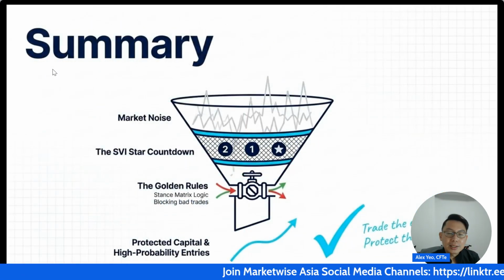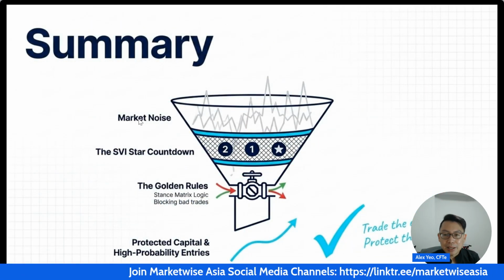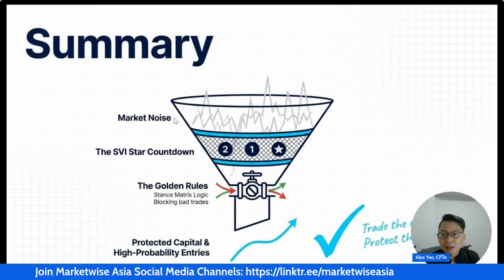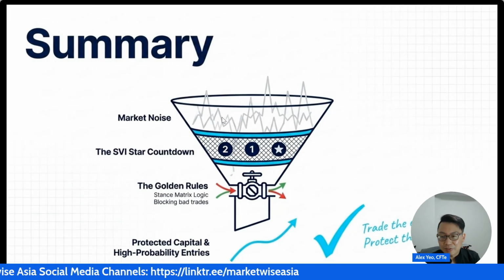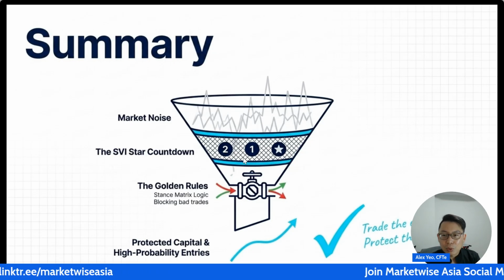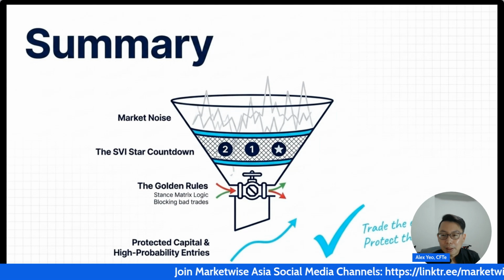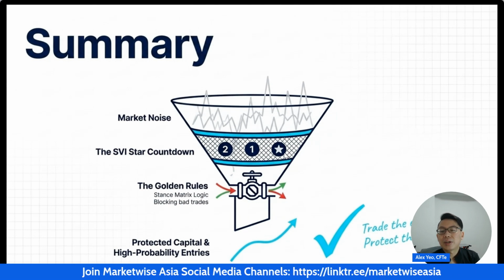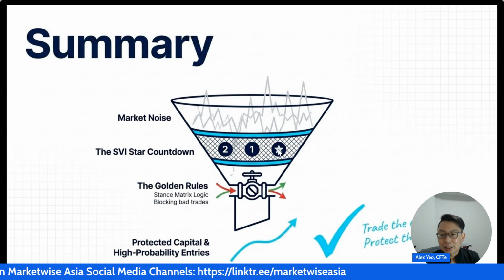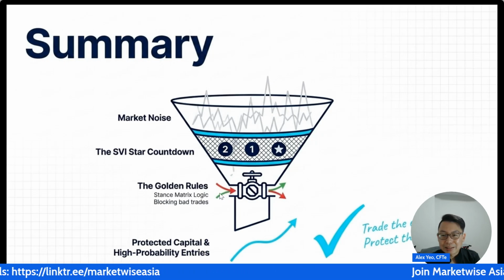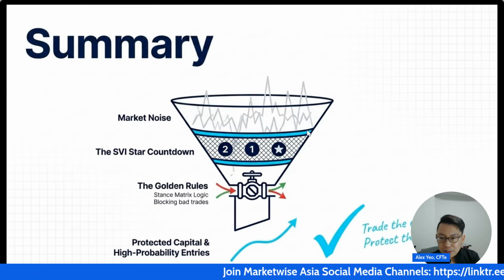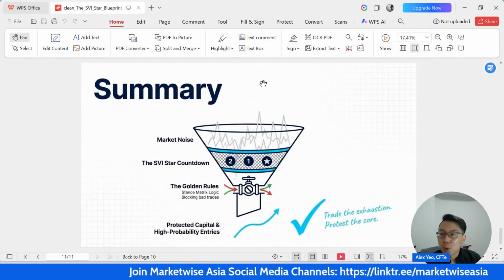So in summary, basically let the market do the work. Whether it goes up or down, never mind. It can be ranging, never mind. But once you see the SVI start the countdown, then you are on red alert. So two more days before the indicator appears, one more day before the indicator appears, and then the final day where the indicator appears. Depending on whether it is red or green, whether it's a swing high or swing low, you decide whether to go long or to go short. This is basically how it works.